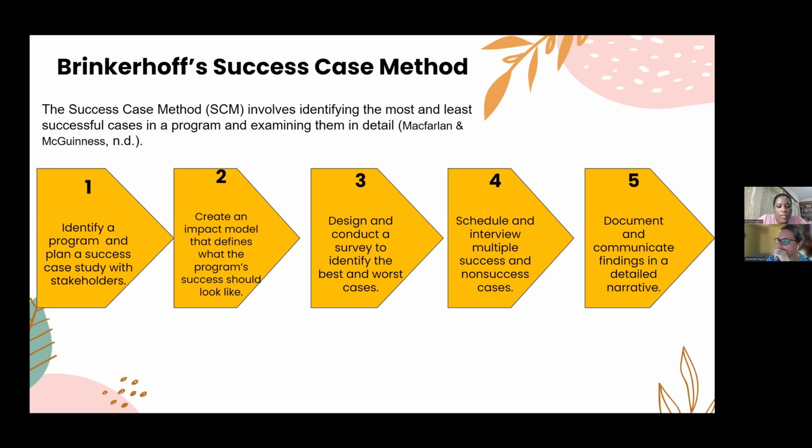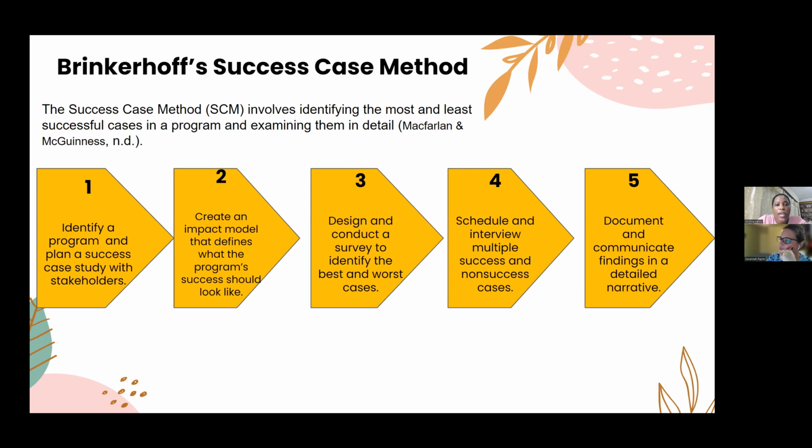The next step is create an impact model that defines what the program success should look like. So this is where the evaluator uses a 3-column graphic organizer. On the left side, they write capabilities. In the middle, they write the program's behavior. And on the right side, they write the business goal. So in each category, they list what that looks like in terms of success for that program.